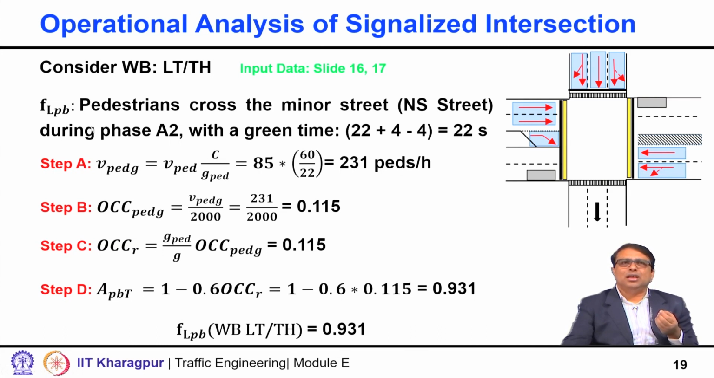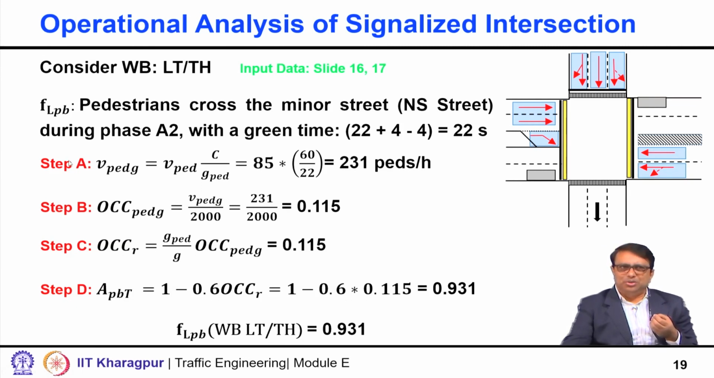Now, here the FLP B pedestrian is important, will be a consideration because this is a permitted movement, left turning one. So, pedestrians cross the minor street, the north south street, in phase A2 with a green time of how much? We have calculated it as 22 seconds. You know that cycle time is given, the yellow time, the all red time, the lost time all are given. So, you can calculate it, you know this calculation.